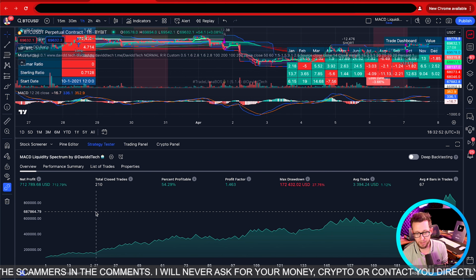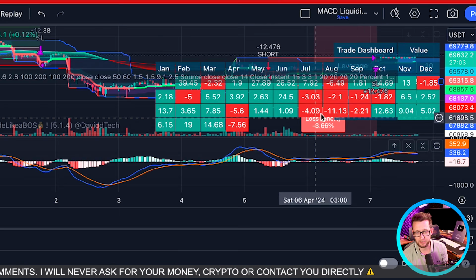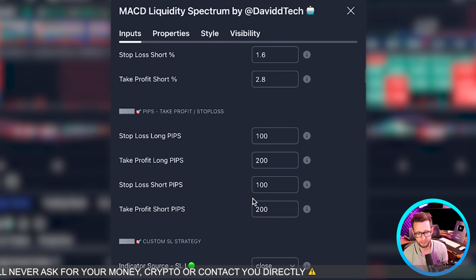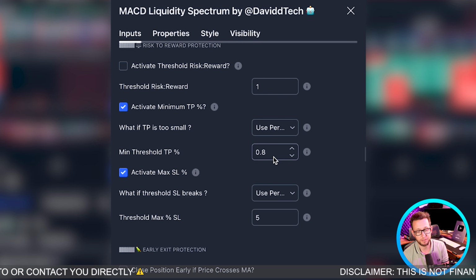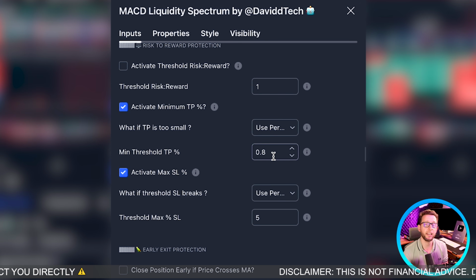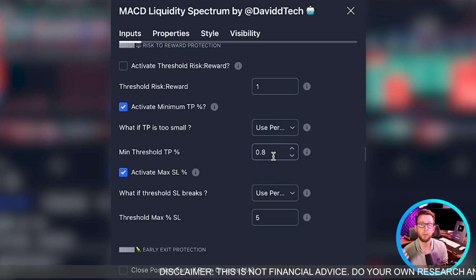Right, here we go. There are my backtesting results. This is using the default indicators on different settings. Let me show you my settings. So the first thing that I have done is activate a maximum stop loss of 5% and a minimum take profit of 0.8%. The reason for that is it means that we're not taking too-small trades, which would only get gobbled up by fees.